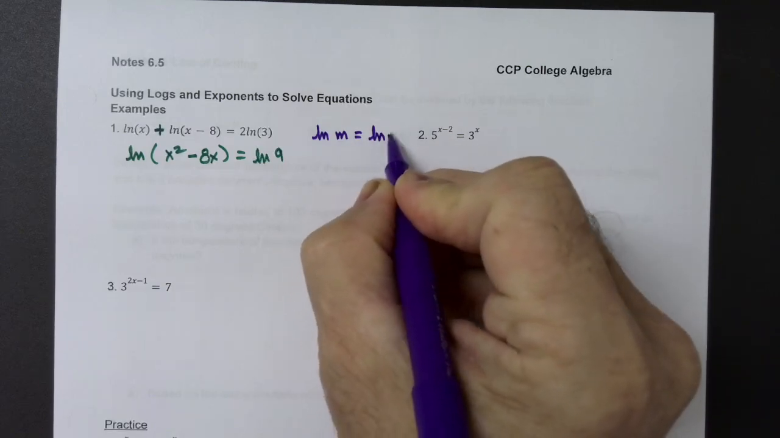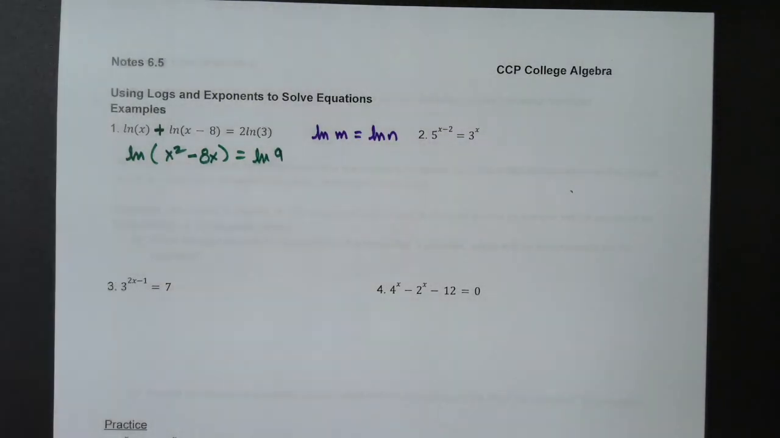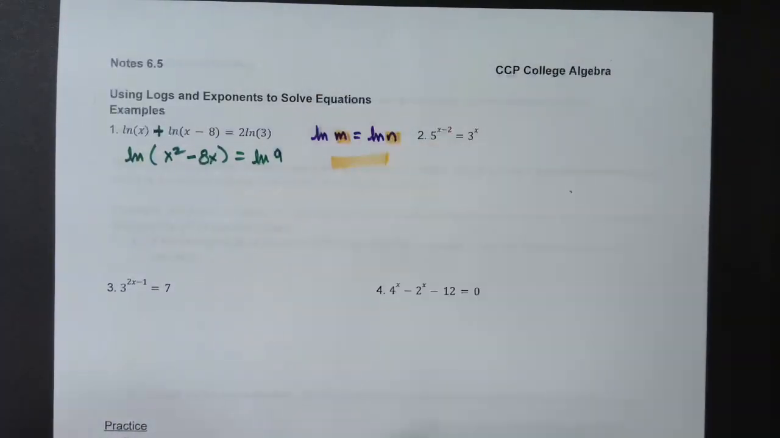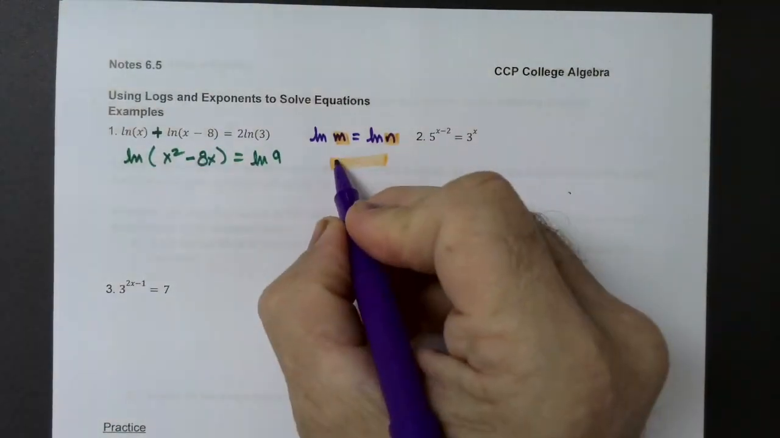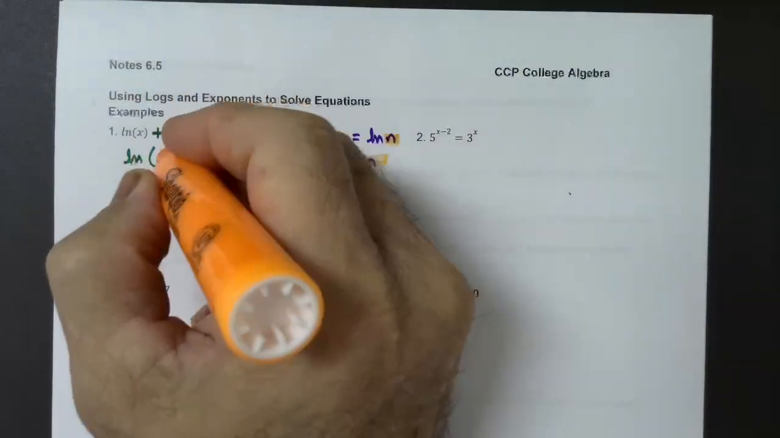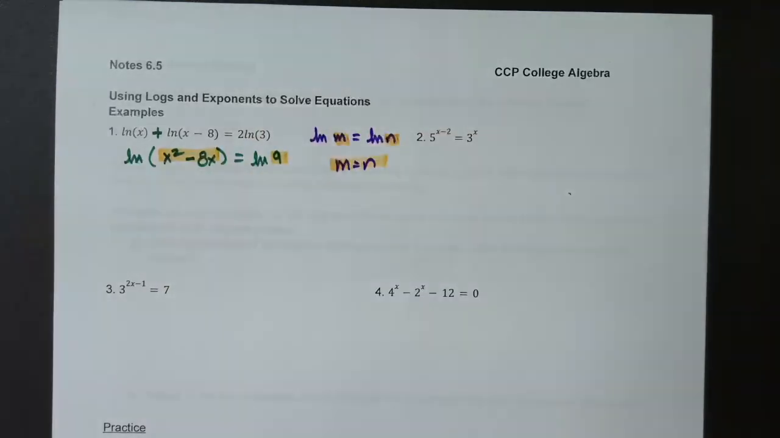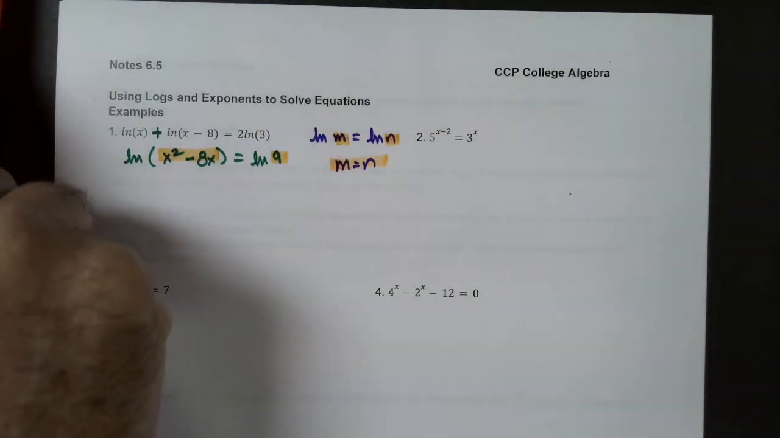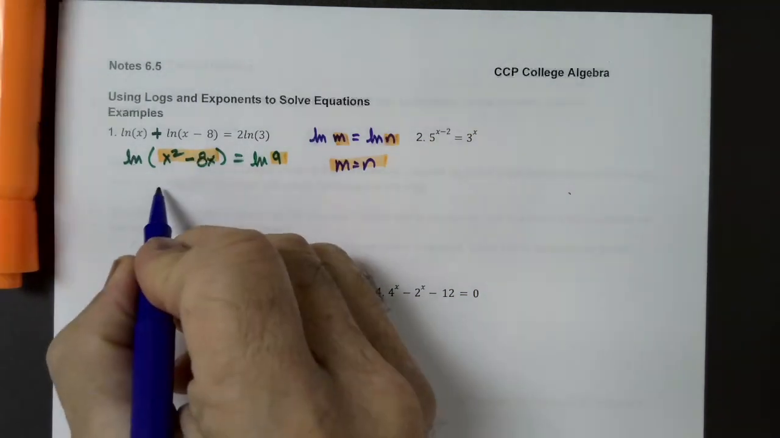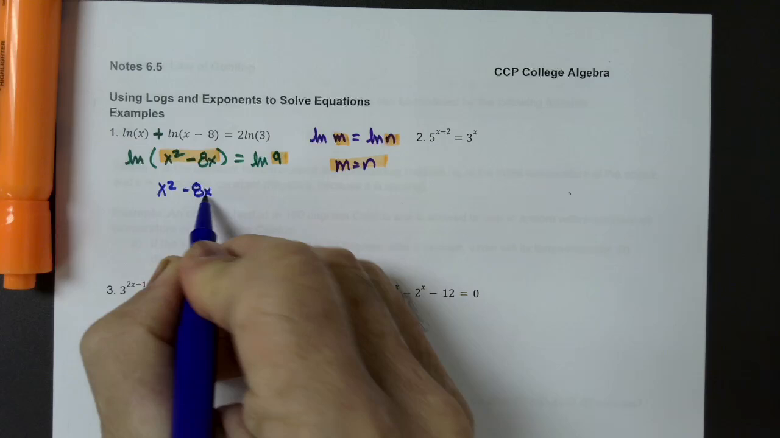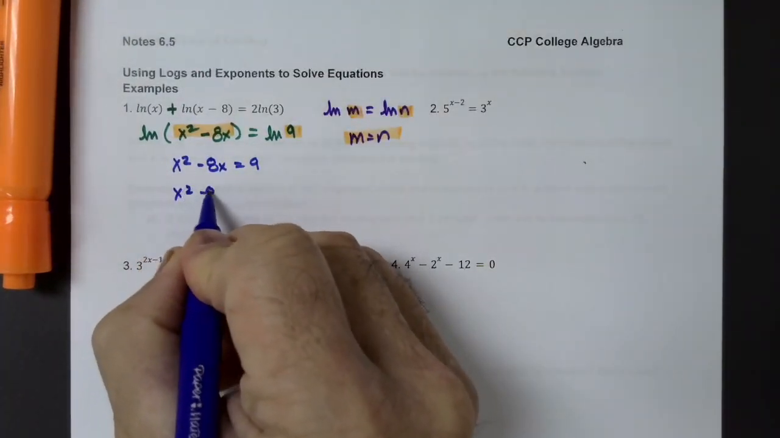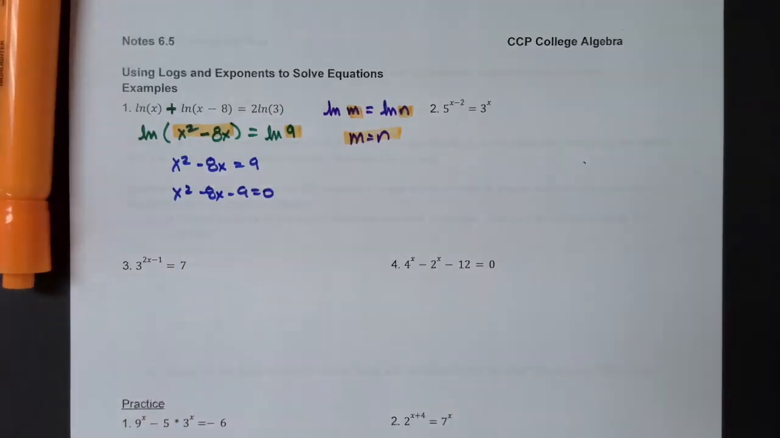Now from here, remember we had the law that said if we have the natural log of m equals the natural log of n, the only way that these two can be equal to each other is if m equals n. So over here, we have the natural log of this expression that equals 9. So we can basically just solve on the inside of this, which would mean that we would have x squared minus 8x equals 9. x squared minus 8x minus 9 would then be equal to 0.